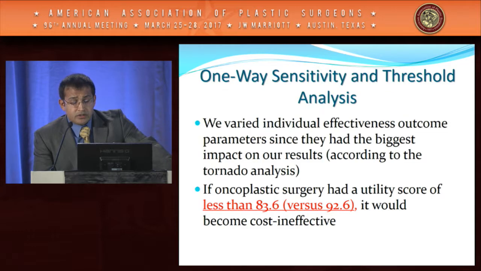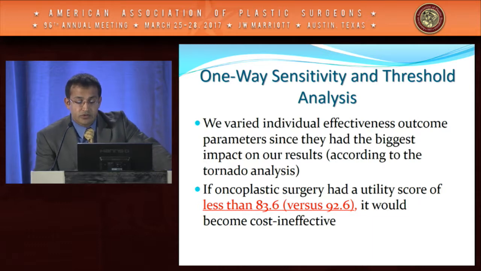So we took the clinical effectiveness variables and we did a one-way sensitivity and threshold analysis and tested by standard variation parameters if these variables would flip at some point and change our conclusion. We found that if oncoplastic surgery had a utility score of less than 83.6 versus what we had per our surveys of 92.6, it would become cost ineffective. Just to put this into perspective, it's highly unlikely that oncoplastic surgery would ever be that low.